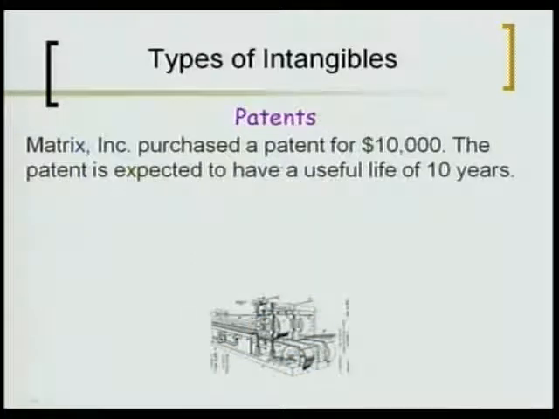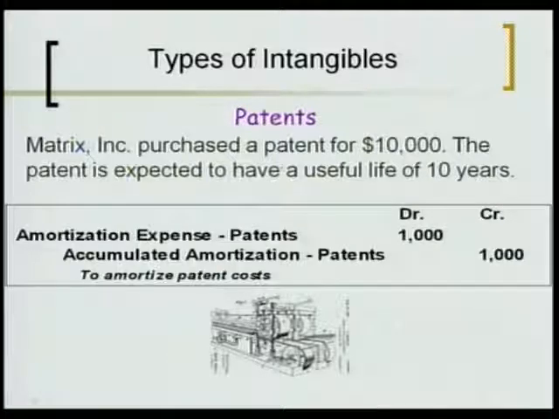Let's say we purchased a patent for $10,000. Now, it has a useful life of 10 years. Okay, it's different than the 20. It has a useful life of 10 years. So, our journal entry to amortize, not to depreciate, not to deplete, but to amortize this patent would be $10,000 minus the salvage value of 0, divided by the 10 years would give us $1,000. You with me? But it's amortization expense as a debit and accumulated amortization as the credit. Cool?